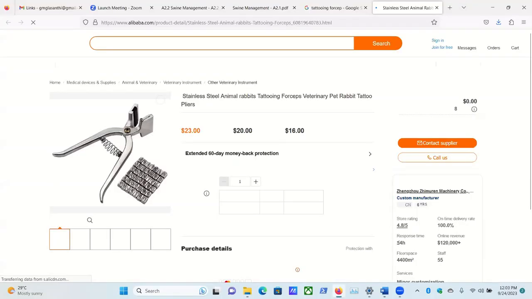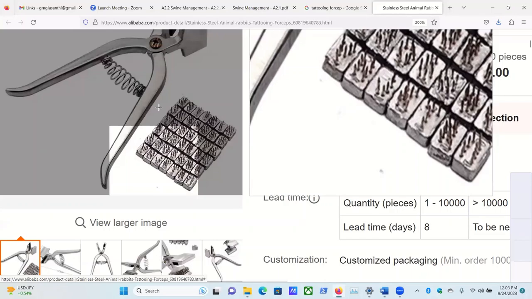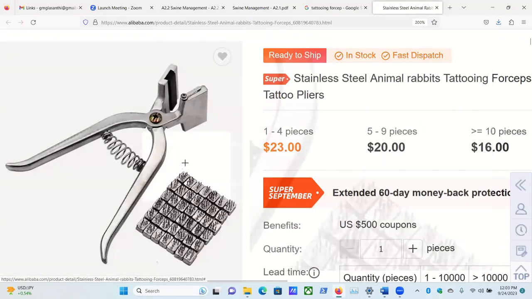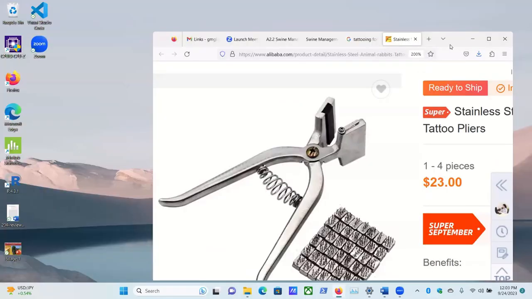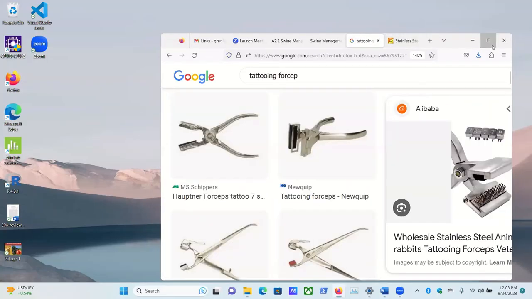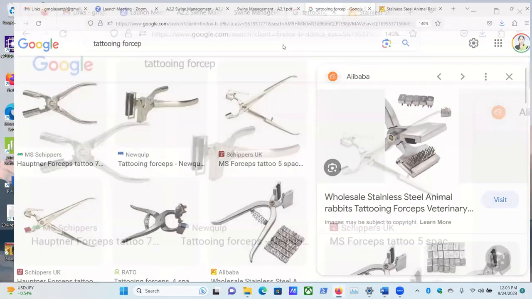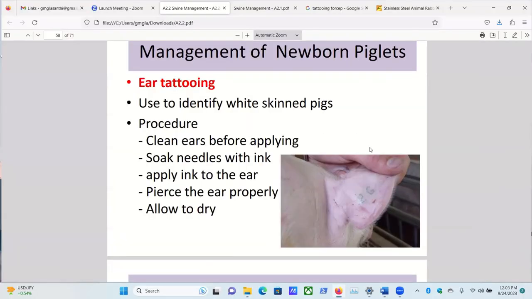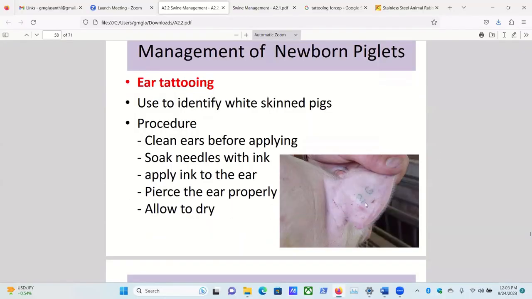So this is the tattooing forceps. As you can see, there are some nails and plates. Those nails are located according to a pattern.